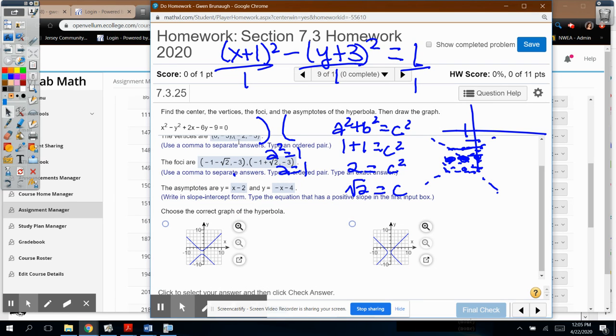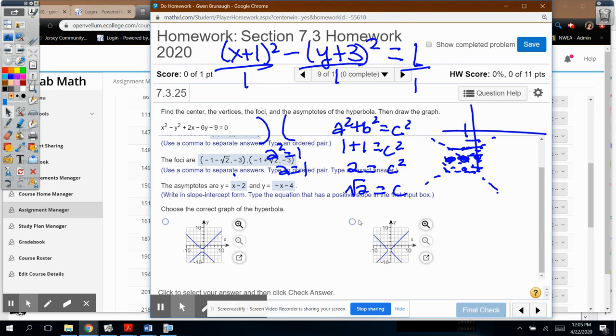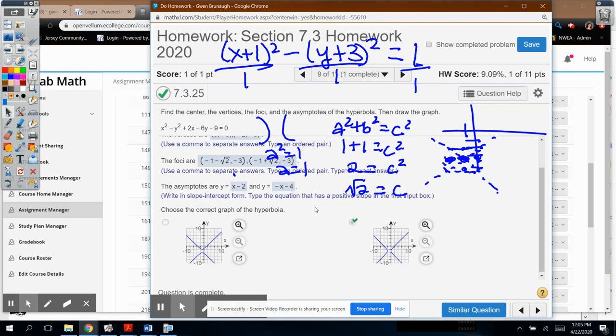Now, which one of these is it? This is my box, but it's got to go in the x direction. So of the two, which one is going in the x direction? That is B. All right. So that was number 9.